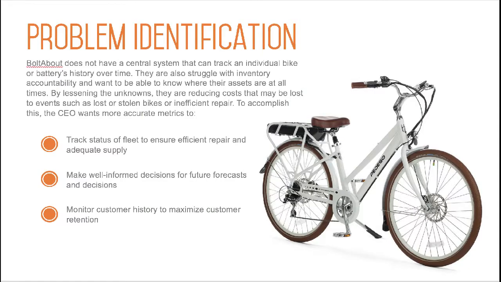The current system in place at Boltabout only provides information for the current moment in time. They do not have a system to track maintenance history or an individual bike's history over time. Additionally, they want to know where all of their assets are at all times. By lessening the unknowns, they are reducing costs that may be lost to events such as lost or stolen bikes or inefficient repair. The CEO also would like more accurate metrics in order to track the status of the overall fleet to allow for more efficient repair. This ensures that they have the adequate supply for the appropriate demand.